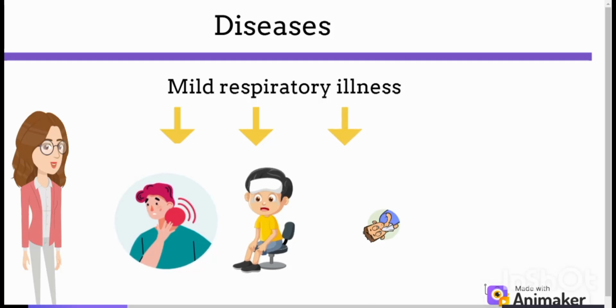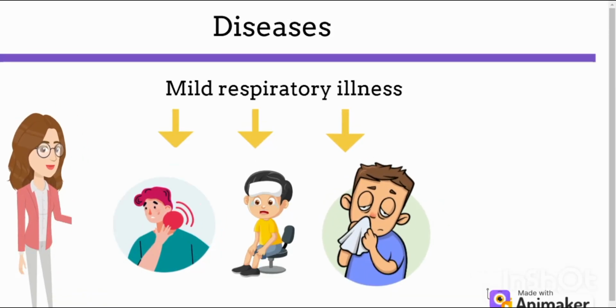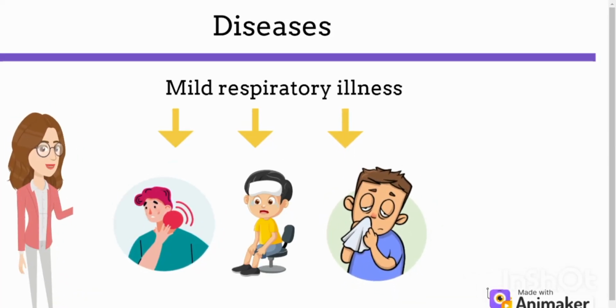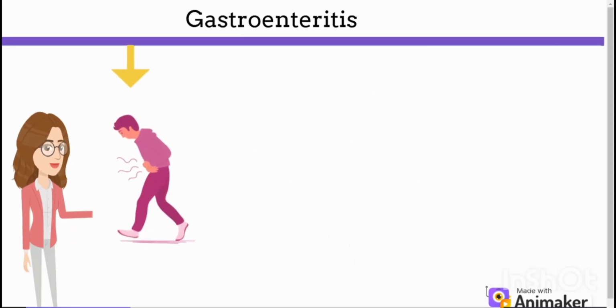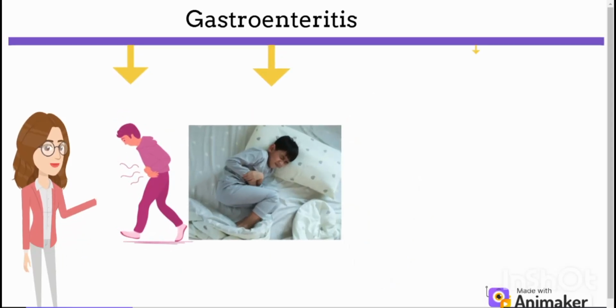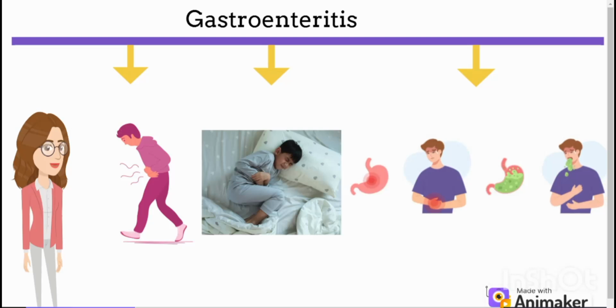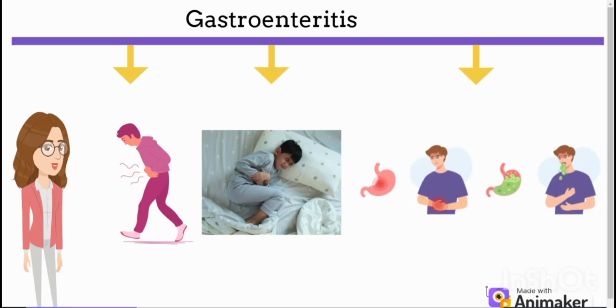It is also known to cause respiratory diseases in animals like cattle, dogs, and horses. It also causes gastrointestinal infections producing symptoms like diarrhea, abdominal pain, and vomiting, especially in young children. But these are the mild diseases caused by reoviruses.